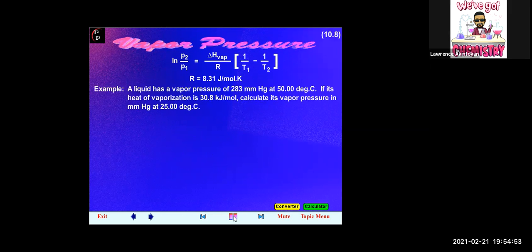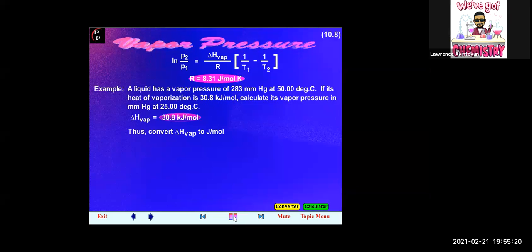Example: a liquid has a vapor pressure of 283 millimeters mercury at 50.00 degrees Celsius. If its heat of vaporization is 30.8 kilojoules per mole, calculate its vapor pressure in millimeters mercury at 25.00 degrees Celsius. Delta H vaporization equals 30.8 kilojoules per mole.